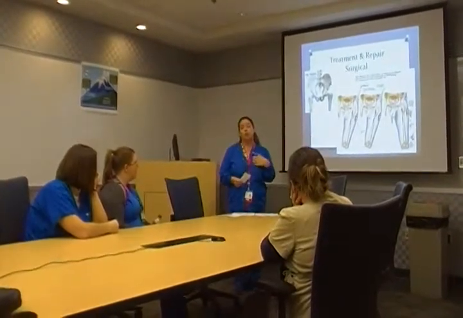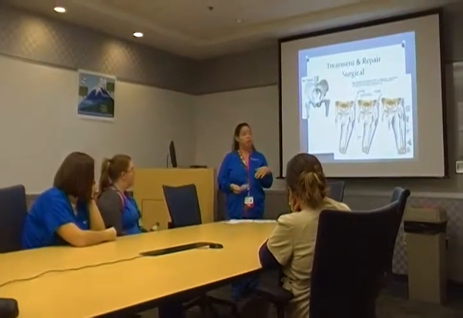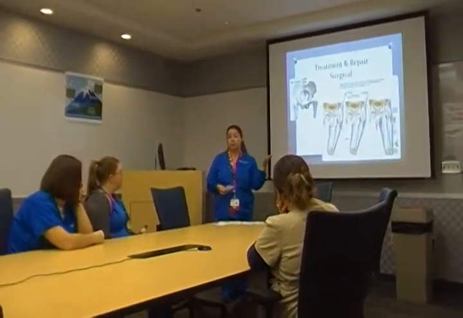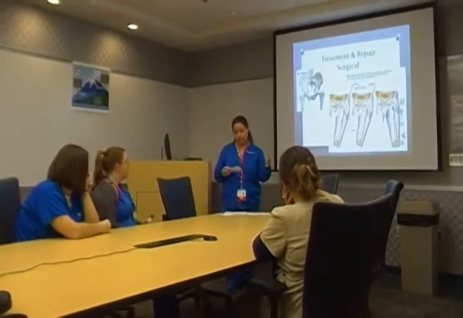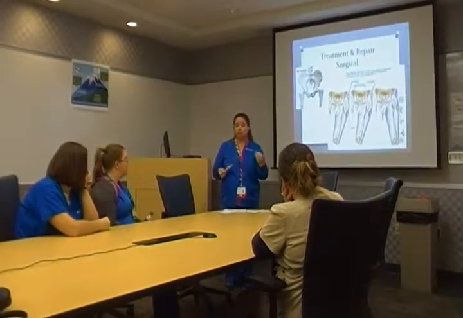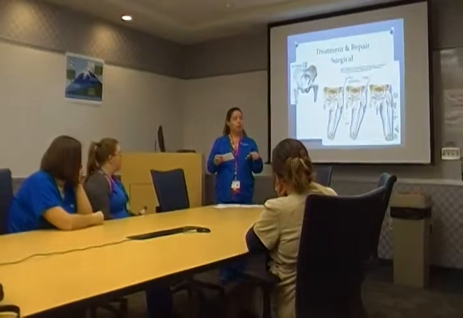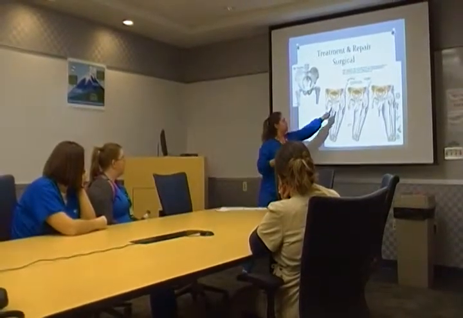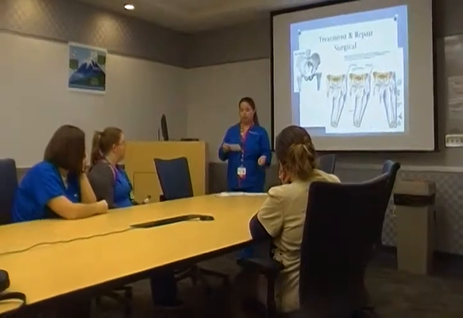There's also what we call an ORIF. It's an open reduction internal fixation. So basically they do everything we just talked about on the inside. They're going to go in, open them up, and reduce the bone. Plates and screws are going to be put in, and then they're sometimes even going to insert a rod into the bone to keep everything in place so it can heal.